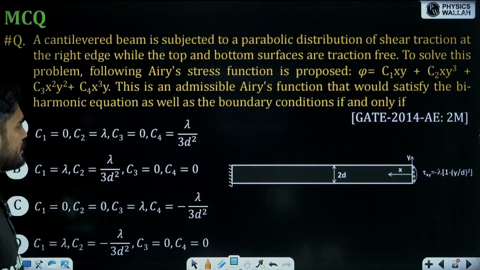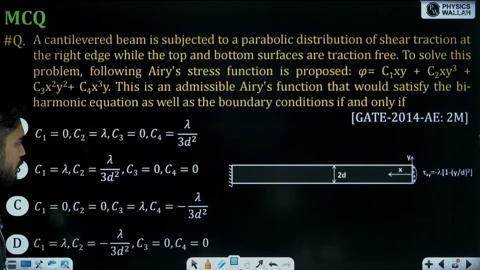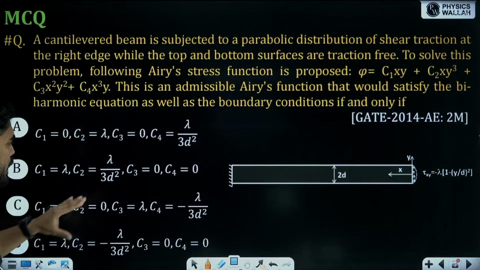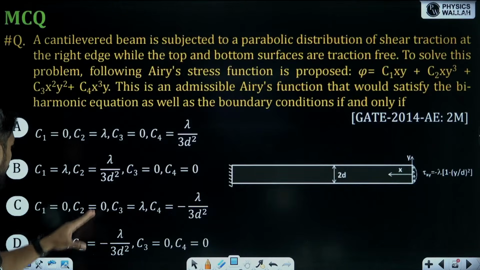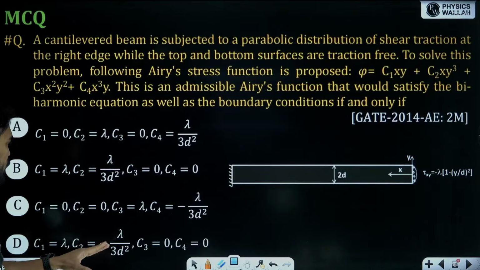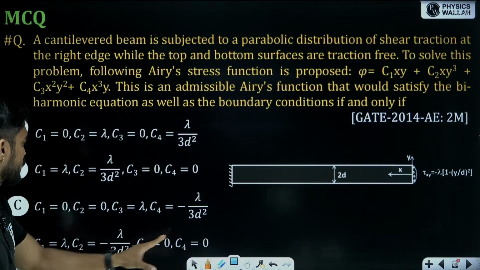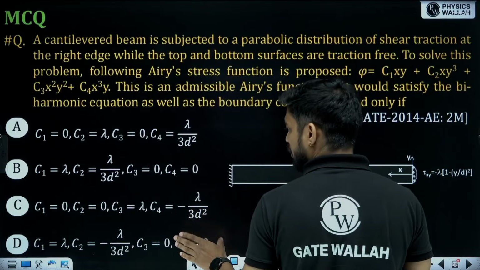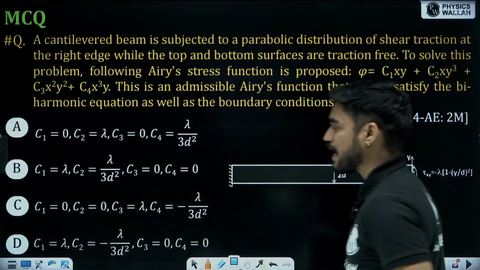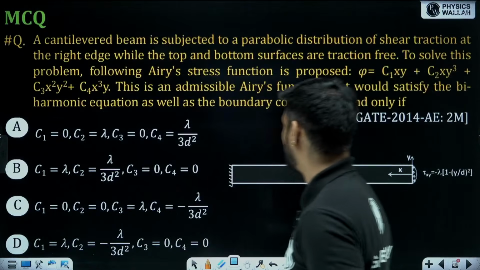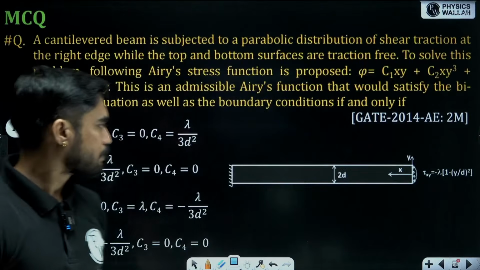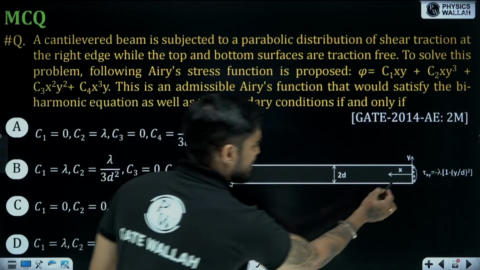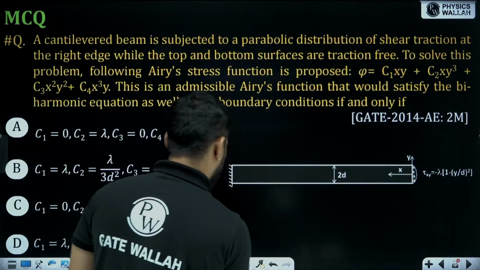So c3 is 0 and c4 is 0, means A cannot be the answer. C cannot be the answer, A cannot be the answer. Only B and D can be the answer. So C3 0, C4 0, C1 will be lambda, right? Because in both options C1 is lambda. So let's see how we can get C1 equal to lambda. See, here this variation of tau xy is given. Can you see?